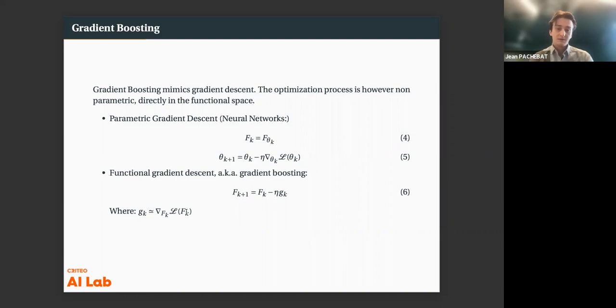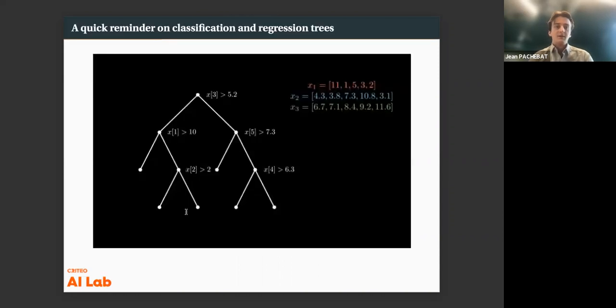So this is the key difference between gradient boosting and classical parametric gradient descent, and it leads to algorithms which are a bit different at their core. Let me quickly remind you how we use classification and regression trees.